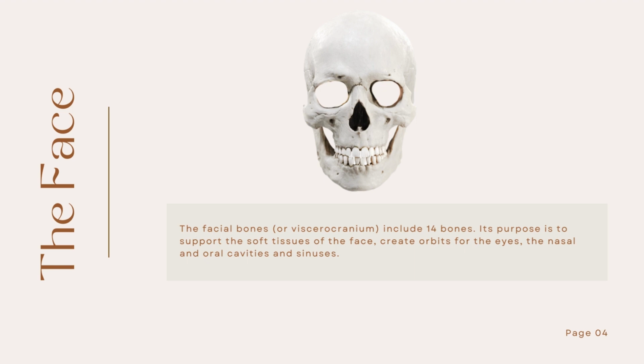So the purpose of the viscerocranium is to support the soft tissues of the face and the muscles, create orbits for the eyes, create the nasal and oral cavities, and the sinuses. Sometimes the frontal bone is also included as part of the facial skeleton.